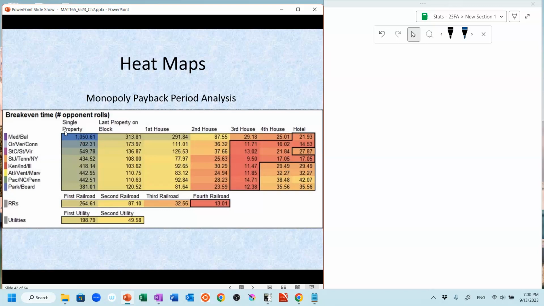So something like Mediterranean or Baltic, buying the single property takes 1,000 opponent rolls to pay off. Maybe I'll avoid that investment. If I look at where the deeper orange, deeper red are, the lower number of opponent rolls to pay off, the properties that pay back faster, that are going to be more lucrative. I see they're kind of over here in the third house and fourth house.